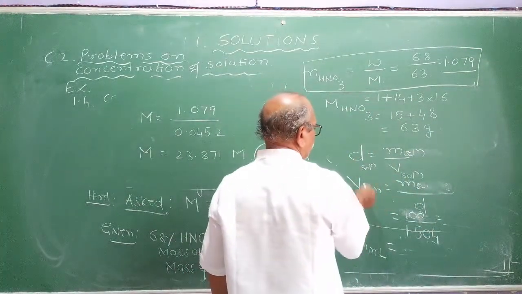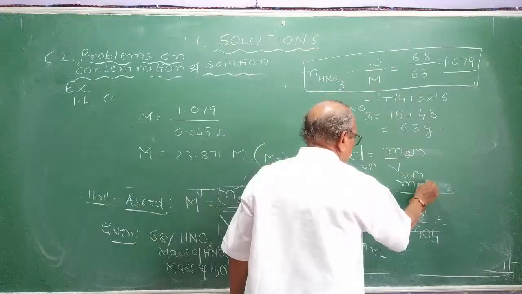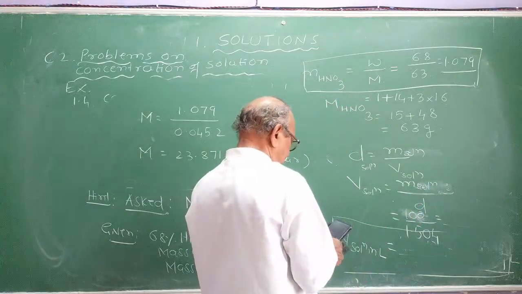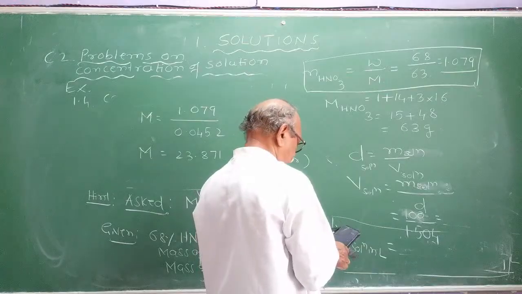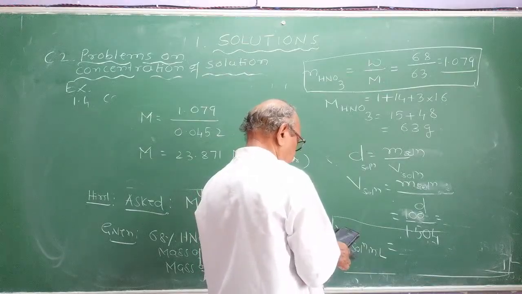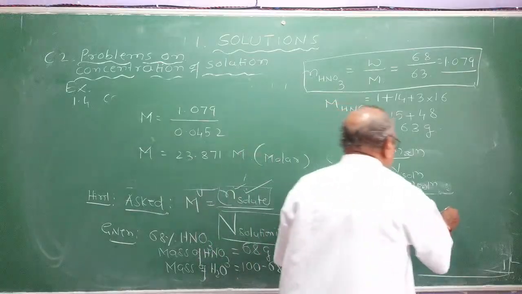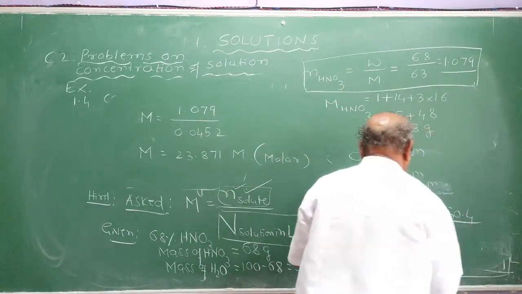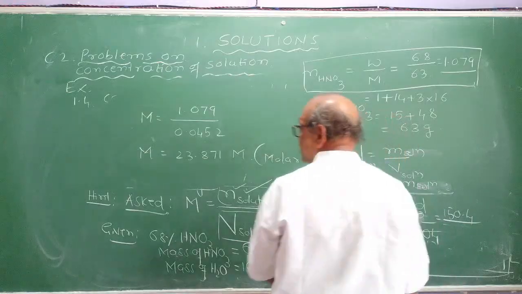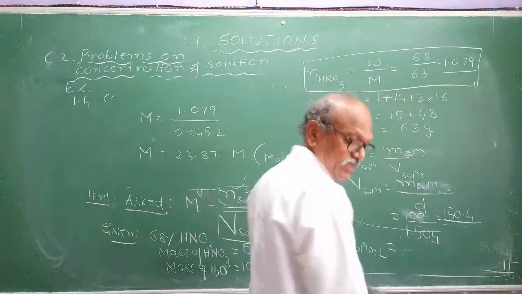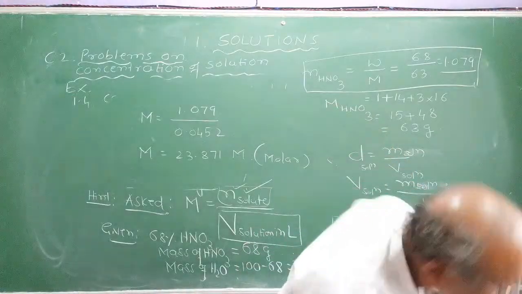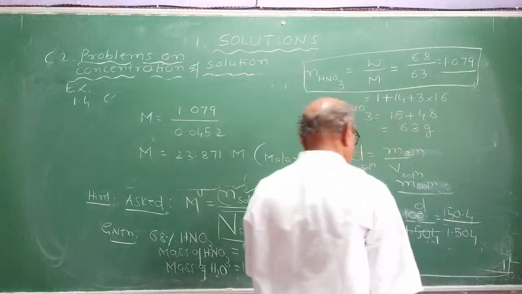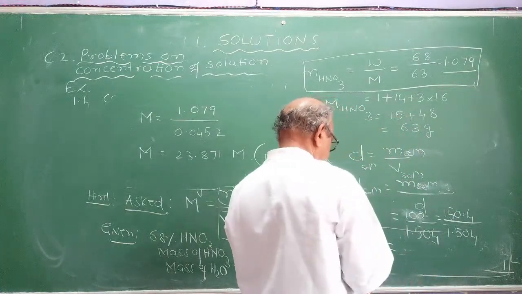Volume in liter, mass of the solution you have to take in case of molarity. That is a mistake. 100 divided by 1.504. You can get 150.4. 150.4 divided by density. What is the density given to you? 1.504. Now you can get the volume in cc.